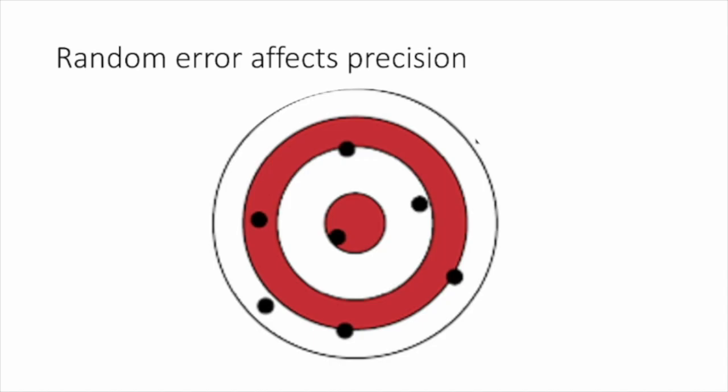Random error affects precision. In this example, we can see that although the points surround the center of the target and are more or less distributed about the center, they're very far from each other. They are not very precise.